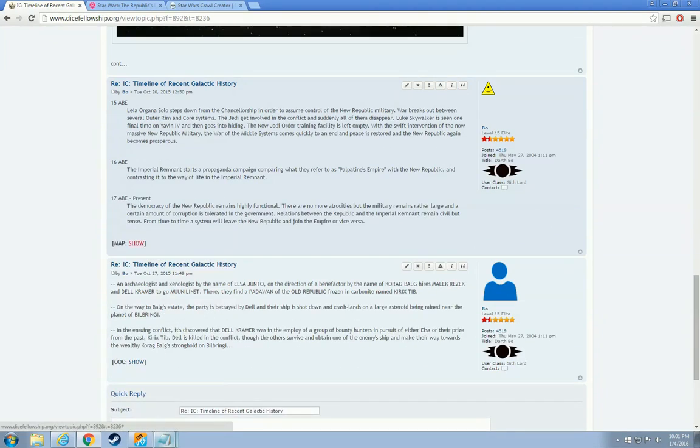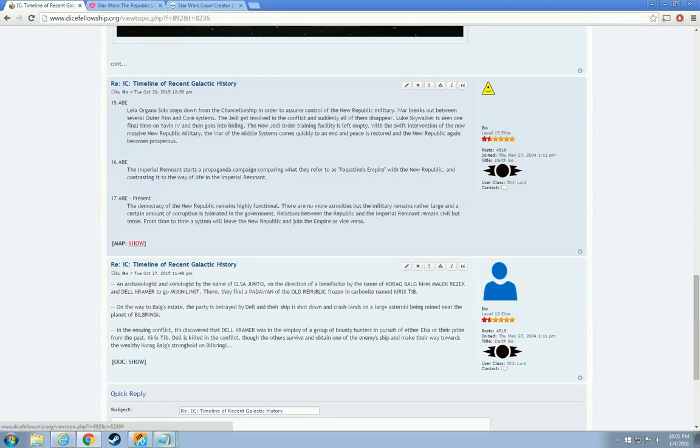15 ABE. Leia Organa Solo steps down from the Chancellorship in order to assume control of the New Republic military. War breaks out between several Outer Rim and core systems. The Jedi get involved in the conflict, and suddenly all of them disappear. Luke Skywalker is seen one final time on Yavin 4, and then goes into hiding. The new Jedi Order training facility is left empty.